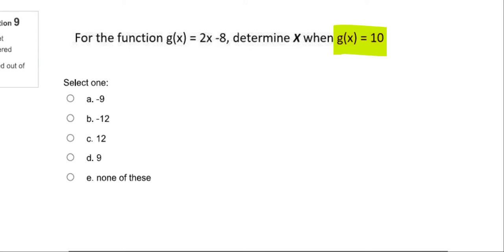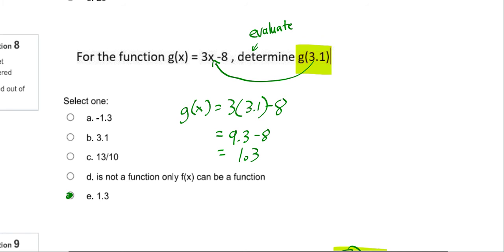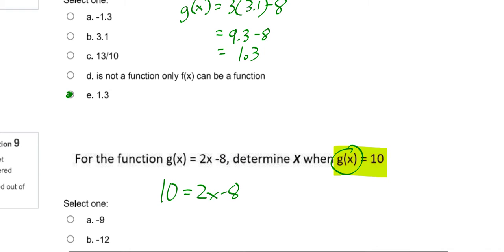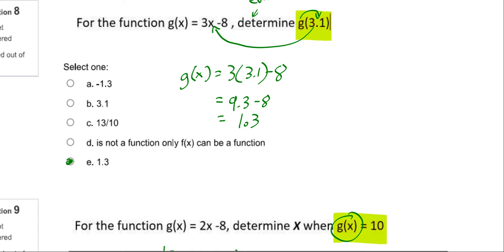Next, for the function g(x) = 2x - 8, determine x when g(x) is 10. So you take 10 and say that's equal to g(x). So 10 is my g(x) equals 2x minus 8. This isn't the same as evaluate, like in our last one here, g(3.1). This is still g(x). We don't know what x is, but we know what the value is once we've evaluated it. It's 10. So that's why the 10 went over here this time, and the 3.1 went in the x spot last time.